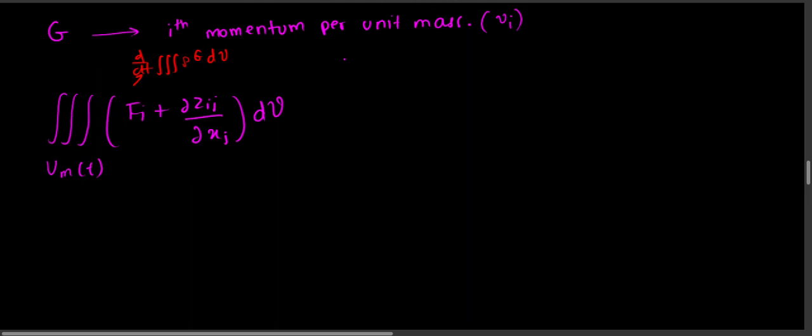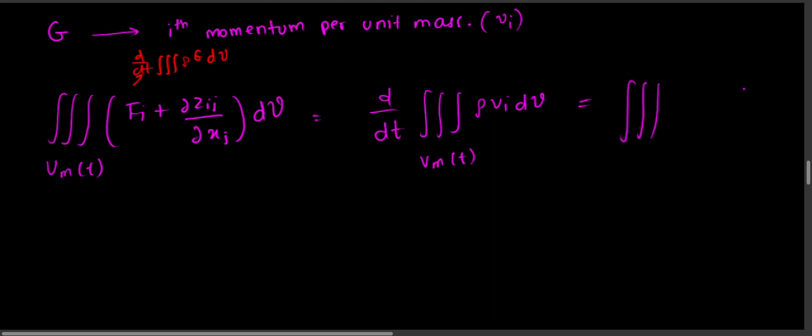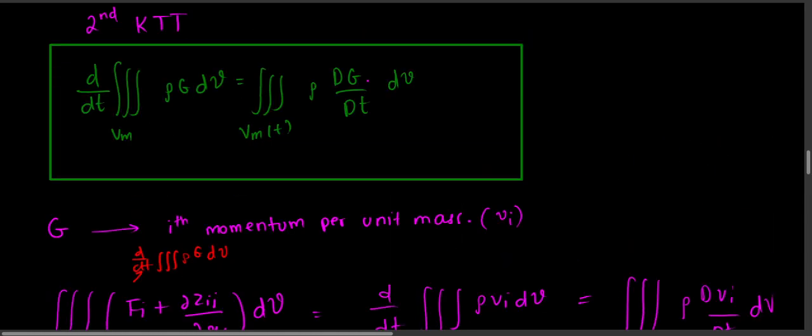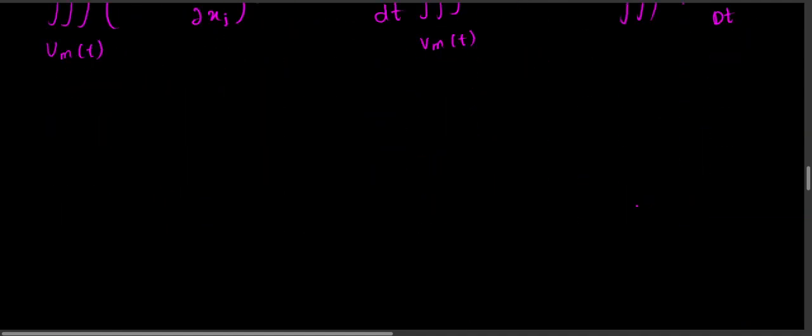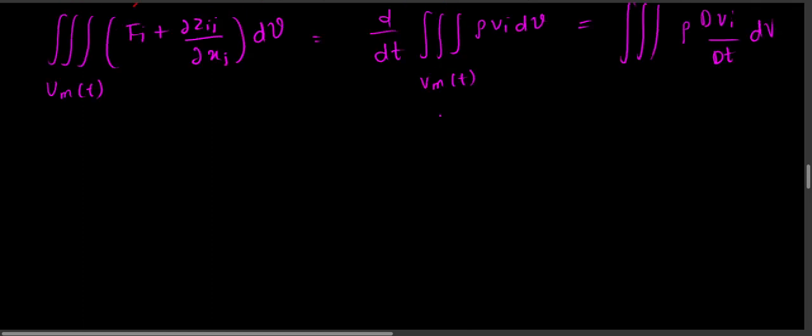Let me change colors to pink again. So this is equal to d by dt triple integral rho v_i dV, which is a volumetric thing, which is again equal to, so this we saw previously above, rho dv_i by dt dV. So this comes from the second kinematic transport theorem. As you can see, these terms are both similar, so that is where it comes from, right? So we have this. So from this what can we write?